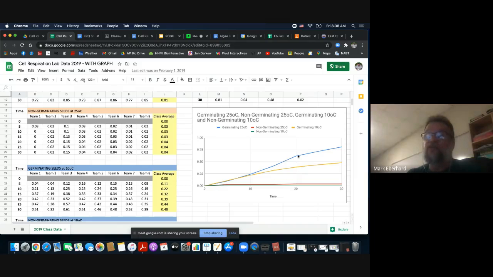The blue line represents the germinating pea plants at 25. This is the germinating at 10 degrees. So this is 25 versus 10. These are the two germinating. These are the two non-germinating. So you can clearly see germinating peas have a higher respiratory rate compared to non-germinating peas. And we can see there is a difference, at least in the germinating peas. There's a significant difference in temperature. 25 degrees, doubling the performance of 10 degrees. Capiche?